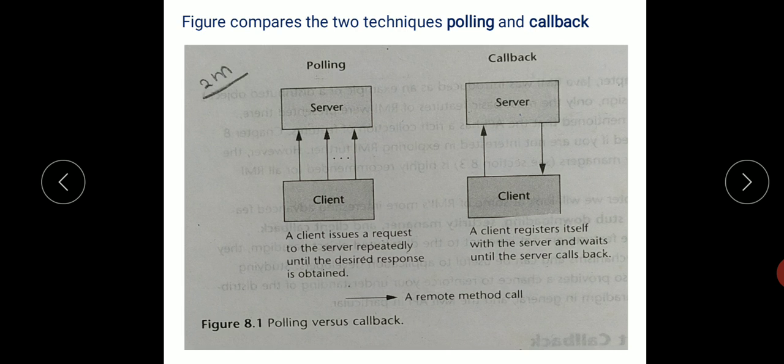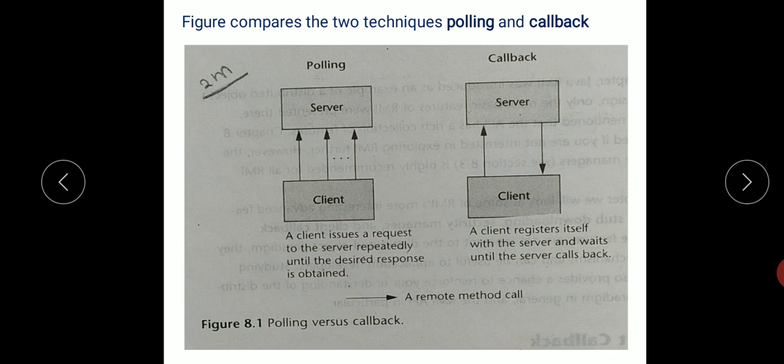The next one is callback. Here in callback, there is a client and a server. A client registers itself with the server and waits until the server calls back. The client registers itself with the server for a certain event. When that event occurs, the server calls back the client.